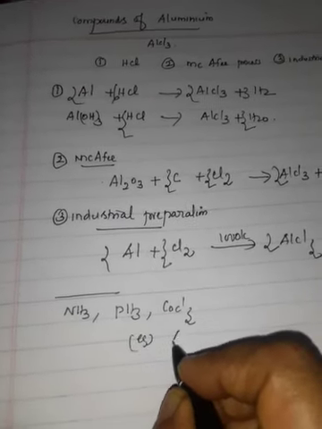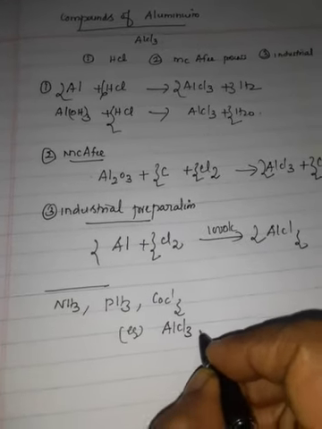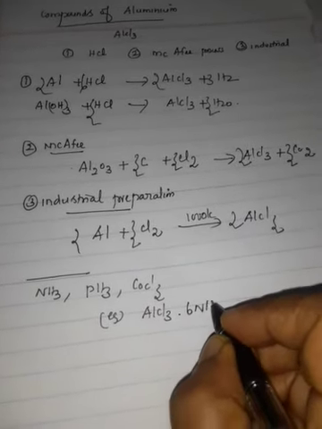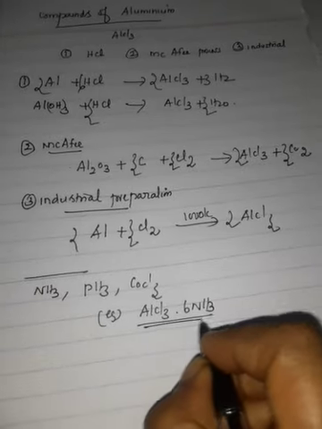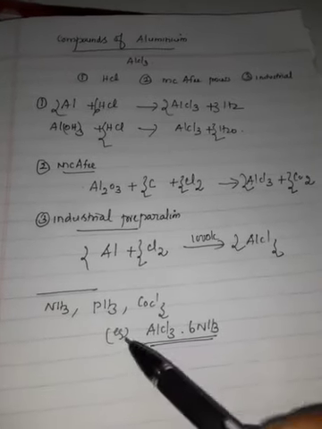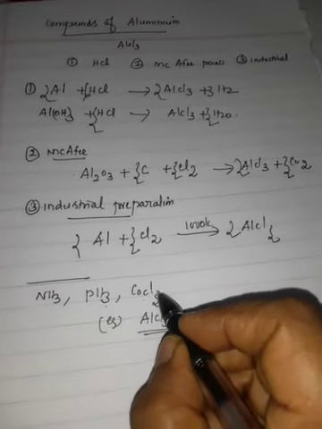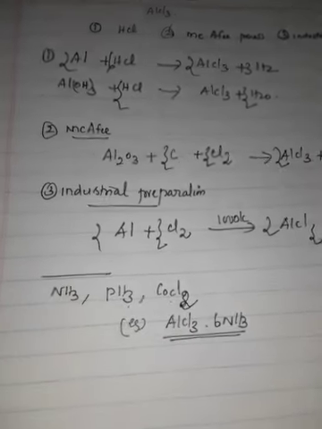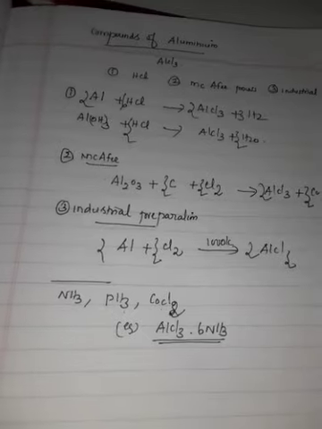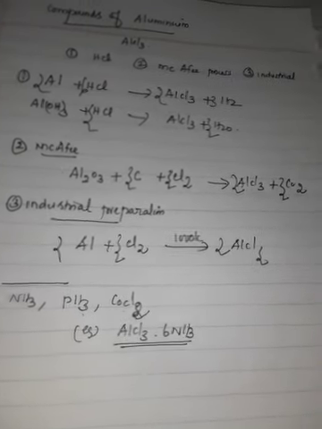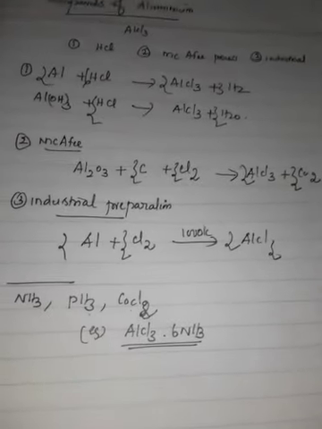For example, aluminium chloride with ammonia forms one of the addition compounds. Similarly with phosphine, and carbonyl chloride COCl2, they can form addition compounds because it behaves as a Lewis acid.